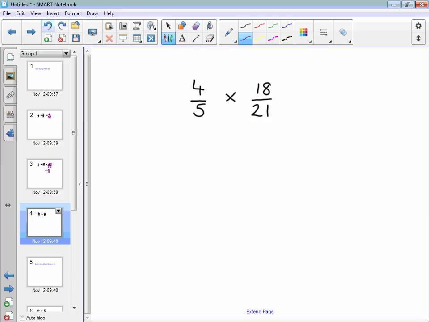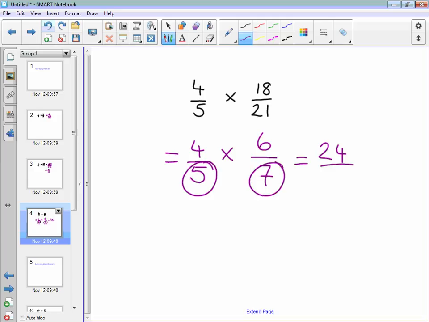I need to think of a number that goes into 18 and 21. Well, the biggest one is 3, so I'm going to divide them both by that. 18 divided by 3 is 6. 21 divided by 3 is 7. So this question is actually also 4/5 multiplied by 6/7, which is much easier to do. So I multiply my numerators together. 4 times 6 is 24. 5 times by 7 is 35. So my answer is 24/35.